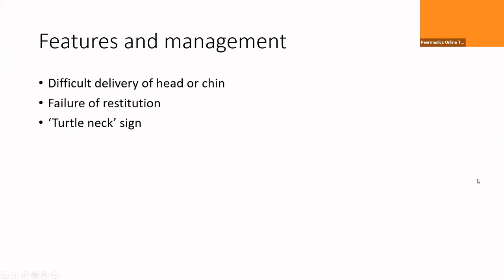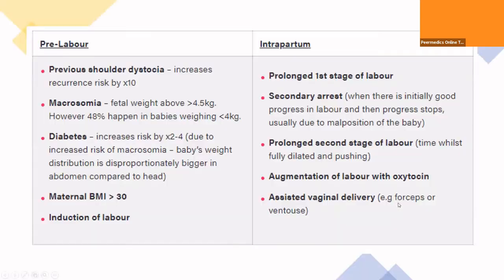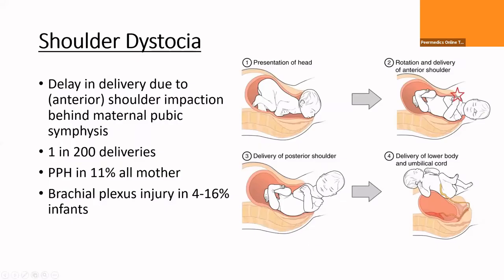So features and management. Generally, this is happening when you've got a baby whose head gets delivered, but the rest doesn't. So it could be that the head and the chin were difficult delivering in the first place, which is a sign that there's a good chance the shoulders are going to be pretty hard to deliver too. There's a failure of restitution, which is where the baby doesn't turn on its side, like we saw in picture 2 there on this slide.